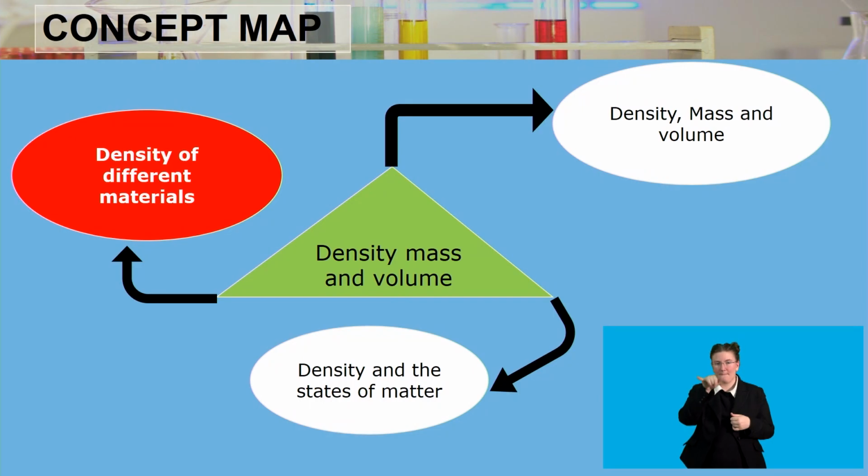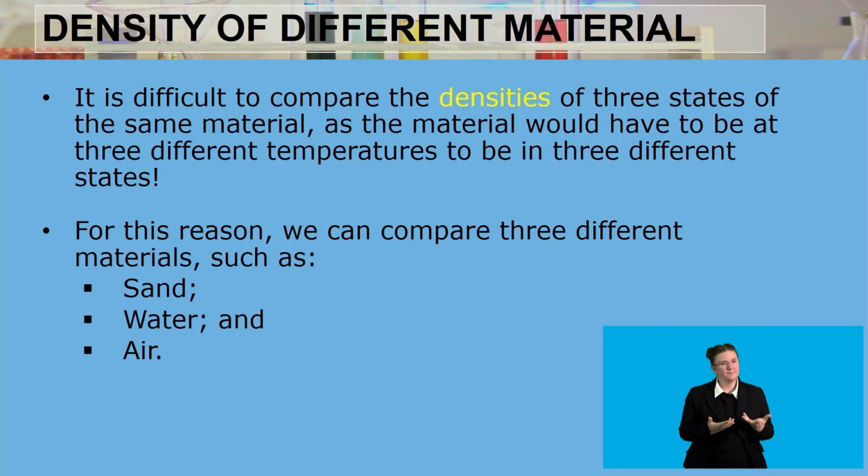So now, when we look at our next concept, which is the density of different materials, we looked at the density and the states of matter, where we discussed the solid, liquid, and gases, and how different they are in terms of their densities. Now, when we're looking at other different materials, how is that going to help us? To begin, we need to know that it's very difficult to compare the densities of three states of the same material. Why is that difficult? That is because that material would have to be at different temperatures to be in different states.